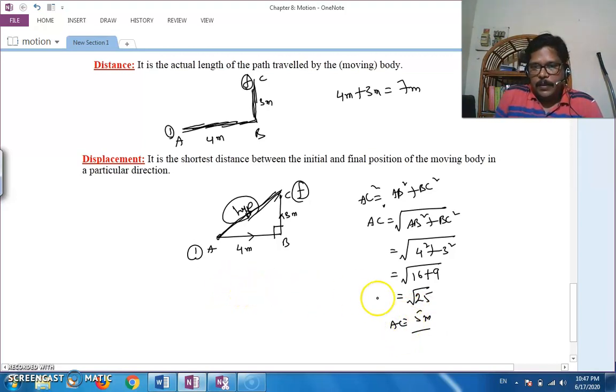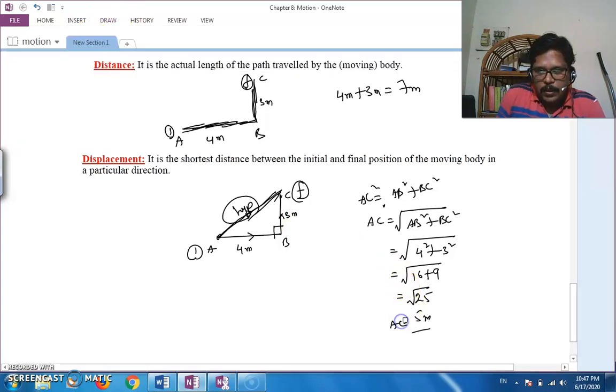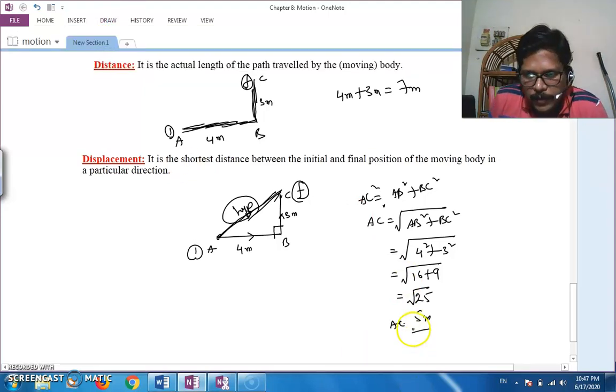In most cases, displacement is always less than or equal to the distance traveled. In this case the displacement is less than the distance traveled. The distance traveled is 7 meters, whereas the displacement is 5 meters.